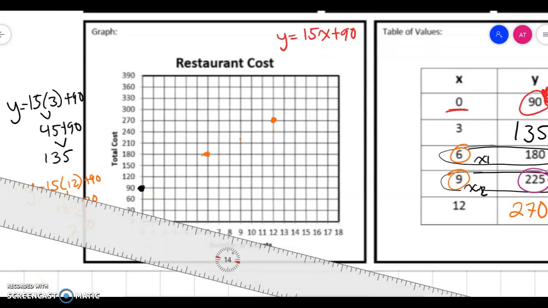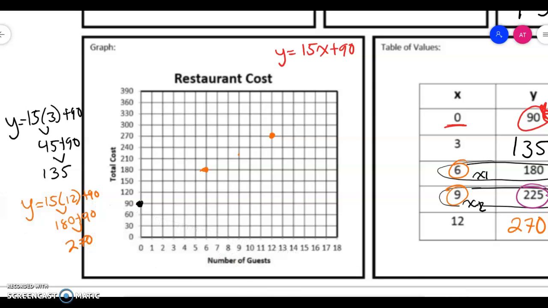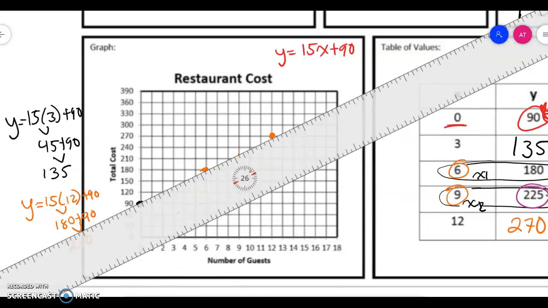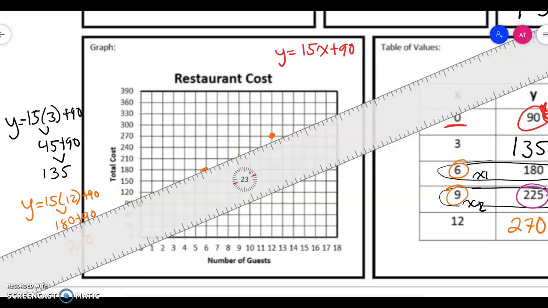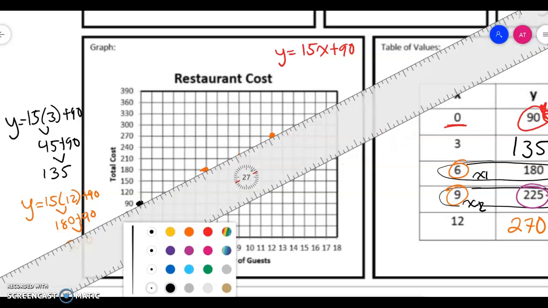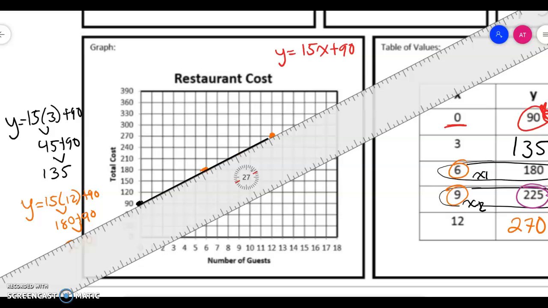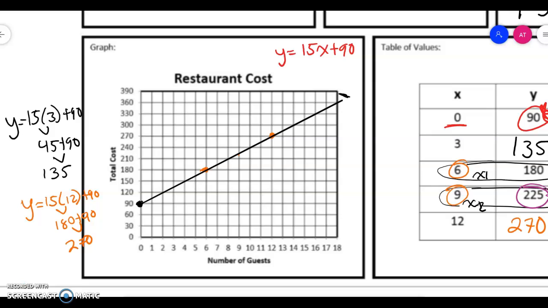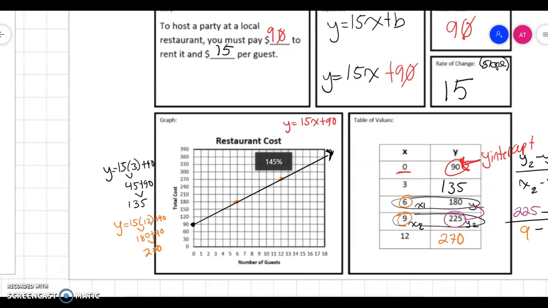So now that I have a few points, I can graph it. It's just going to be a lot easier to graph with those 3 points that I can clearly see based on the table and just looking at it. So we're going to draw our line, our graph, and remember, don't forget the arrow at the end.